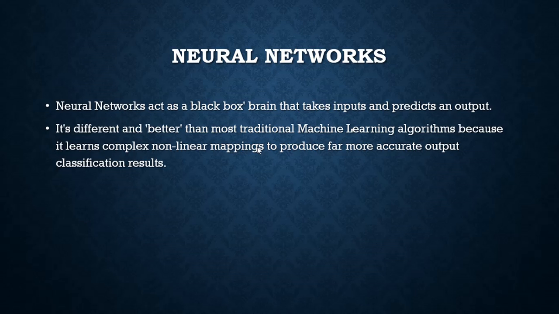Also, it's better than most traditional machine learning algorithms. I have covered many videos explaining different machine learning algorithms, but a neural network is completely different from them because it does complex non-linear mapping. Also, it produces fairly accurate output in classification results. Normally, a neural network needs more data, and it takes a huge amount of time for training. But the accuracy is very high compared to machine learning algorithms.